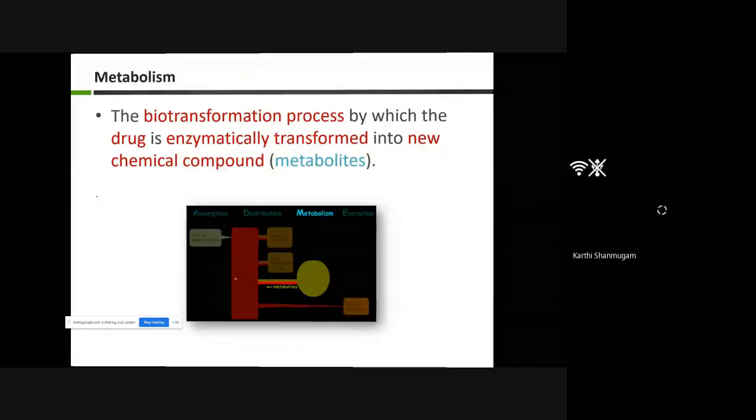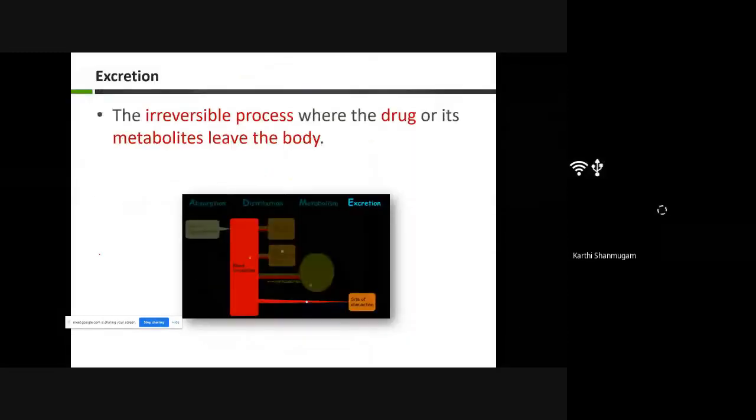The last process is excretion. Excretion is an irreversible process, because once the molecule is excreted out of the body, it cannot naturally be taken back inside, unless you take another dose. It is the process where the drug or its metabolites leave the body. There are different ways by which excretion can take place; we will discuss that in detail in another session. So these are the four parameters very commonly studied under pharmacokinetics: absorption, distribution, metabolism, excretion.